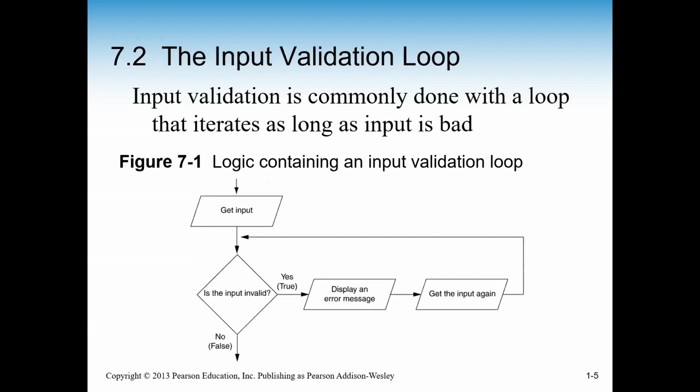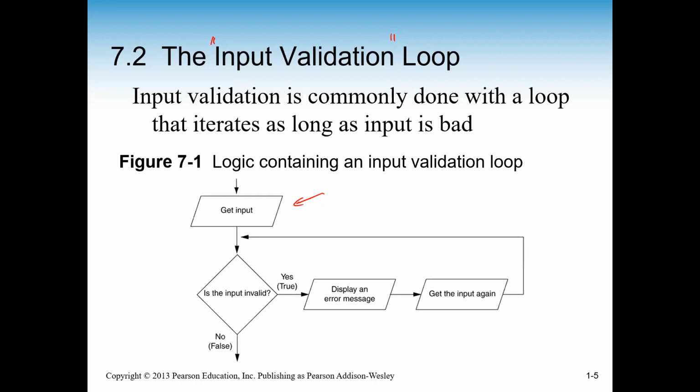For that, we're going to use the input validation loop. It's commonly done with a loop that iterates as long as the input is bad. The logic containing an input validation loop is: you get the input, then you check some condition. For instance, is this a string? Is this an integer? Does this have an @ sign? You check for all of that, and that can vary quite a bit.